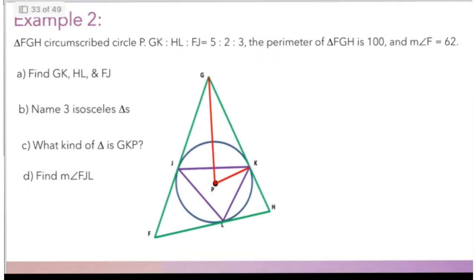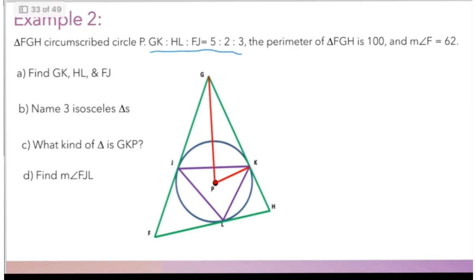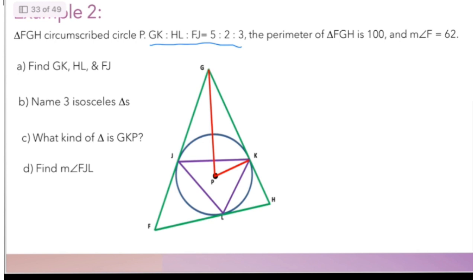So we have here FGH, circumscribed circle P. We have a proportion saying that GK, HL, and FJ is 5:2:3, and the perimeter of the triangle is 100. So all we have to do here first is understand what this given ratio means. Simply, it implies that GK corresponds to 5, HL corresponds to 2, and FJ corresponds to 3.